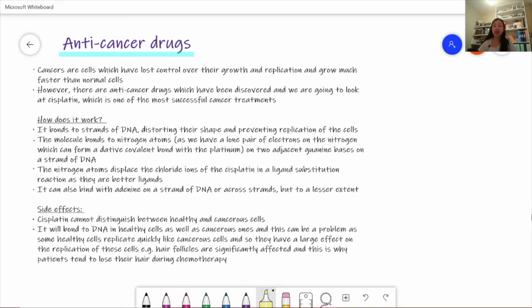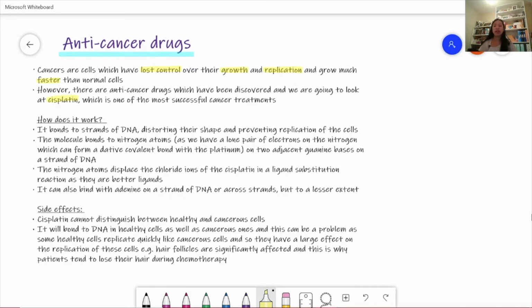Cancers are actually cells which have just lost control over their own growth and replication, and they grow much faster than normal cells. However, there have been anti-cancer drugs which have been discovered. And we're going to look at one example, which is cisplatin. And this is one of the most successful cancer treatments that we found.